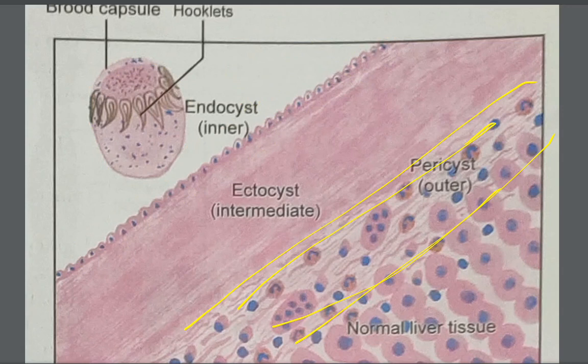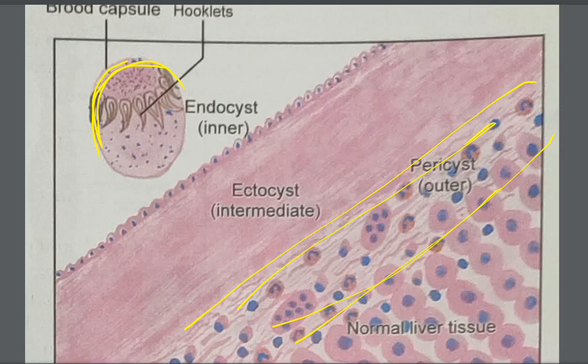From the inner wall of the brood capsules, protoscolices develop. What is a protoscolex? It is a new larva, which represents the head of the potential worm. Then from there, a complete scolex bearing suckers and hooklets also develops. Several thousands of protoscolices develop in a mature hydatid cyst, so it represents asexual reproduction of great magnitude.